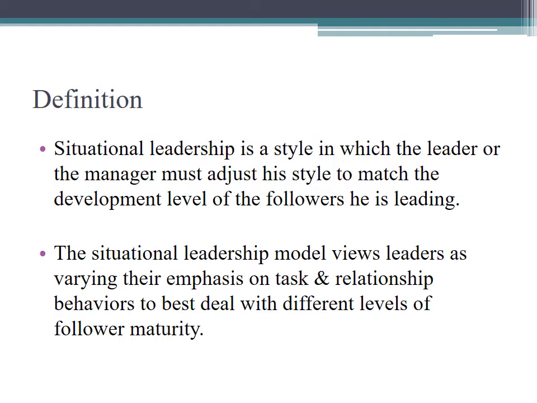Situational leadership is based on the relationship between leaders and followers and provides a framework to analyze each situation based on the performance readiness level that a follower exhibits in performing a specific task, function, or objective. You can see over here that the situational leadership model views leaders as varying their emphasis on task and relationship behaviors to best deal with different levels of followers' maturity.